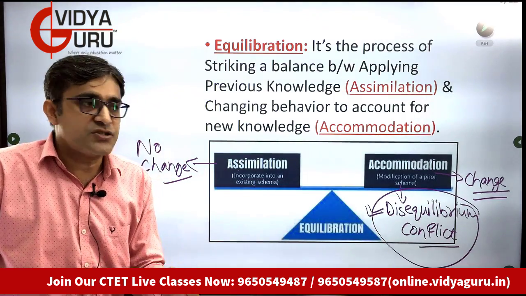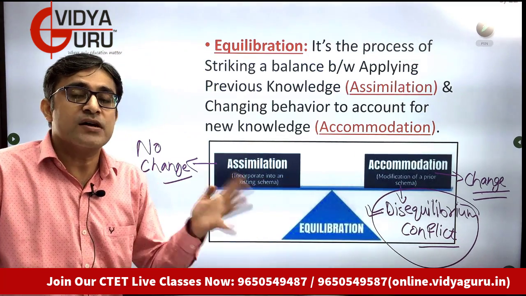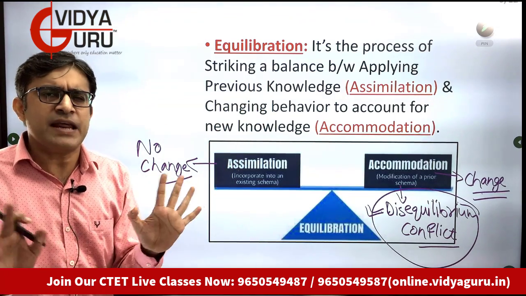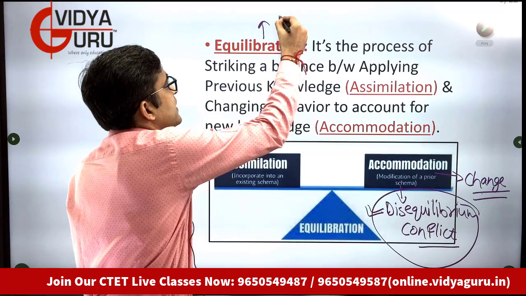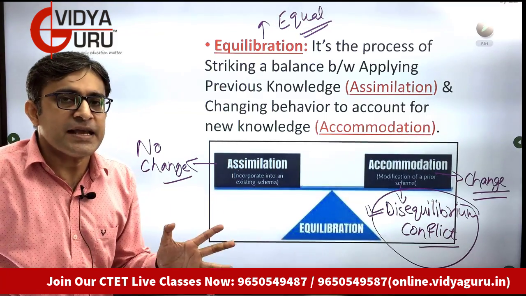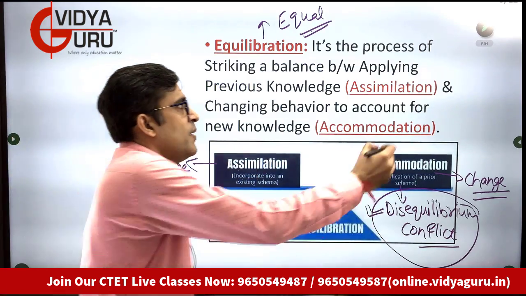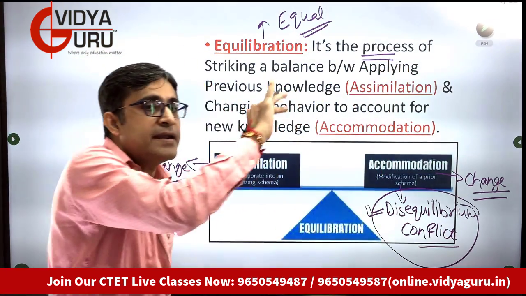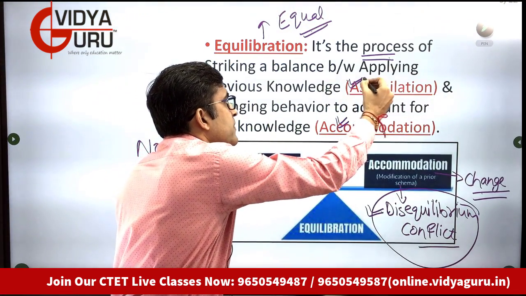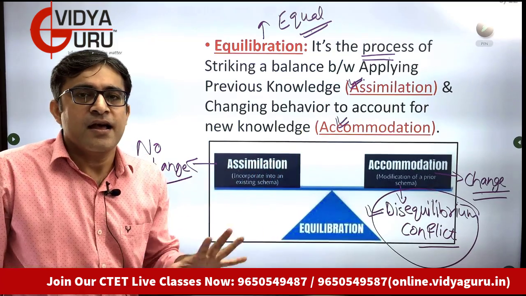When the new knowledge is opposite to what you have learned earlier, it is striking a balance. What is equilibration? Very simple. Focus on the word equal. We are trying to maintain a balance between these two learning processes. So what is equilibration? Maintaining balance. Students, the process of maintaining balance between assimilation and accommodation. I'm repeating it: the process of maintaining a balance between assimilation and accommodation.